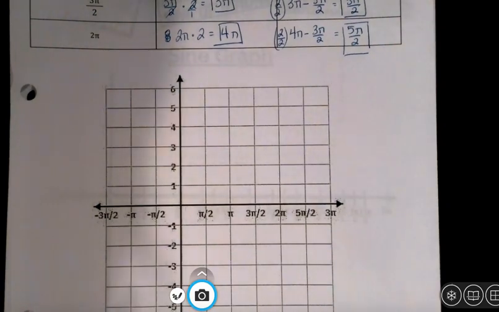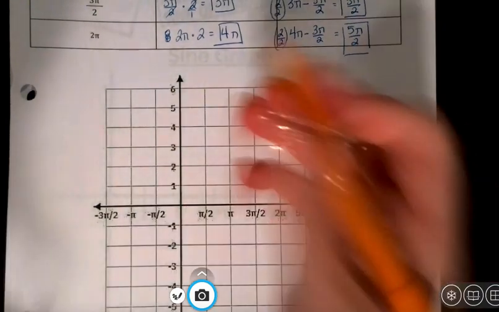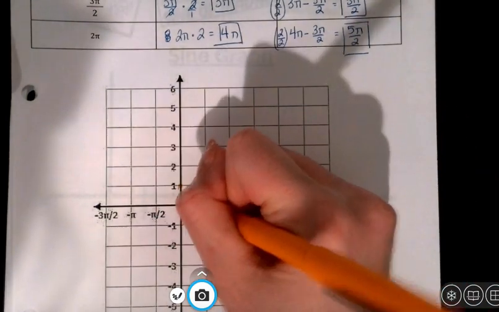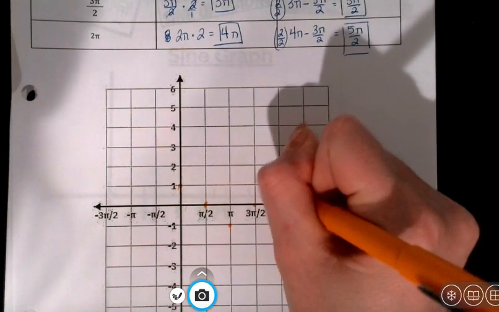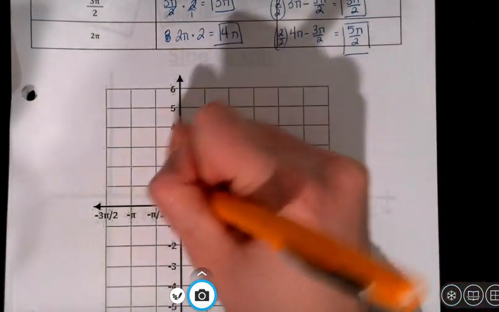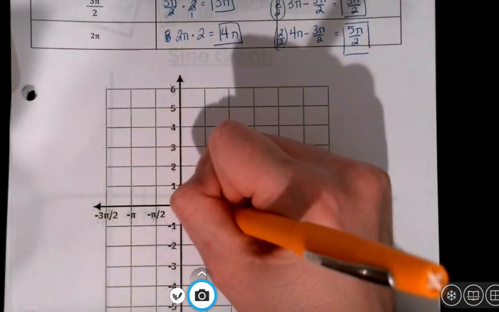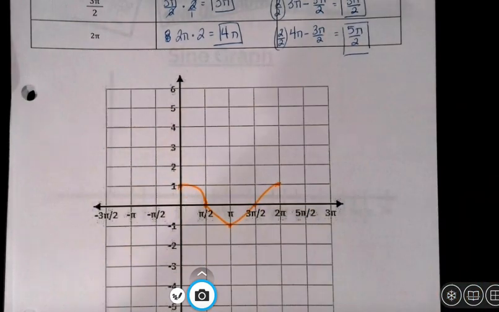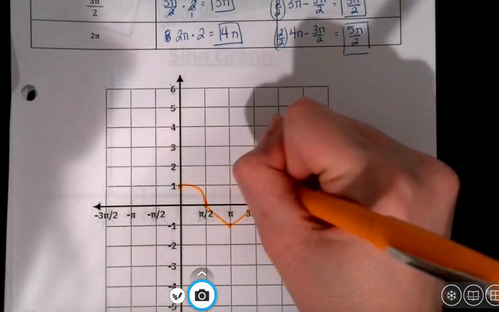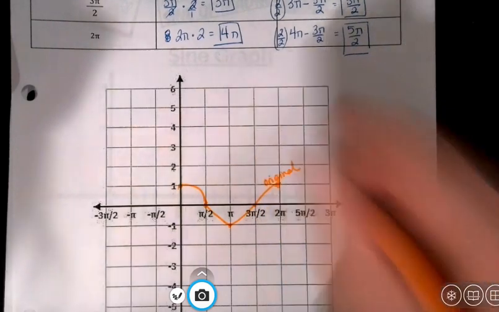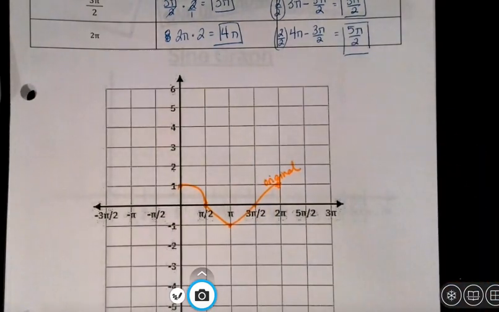I know cosine starts at 1. So I can plot this kind of quickly. Whoops. That doesn't look great, but that's okay. This is my original. Now I'm going to graph using my table.